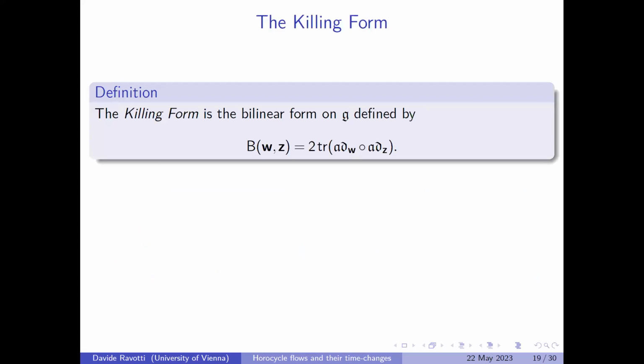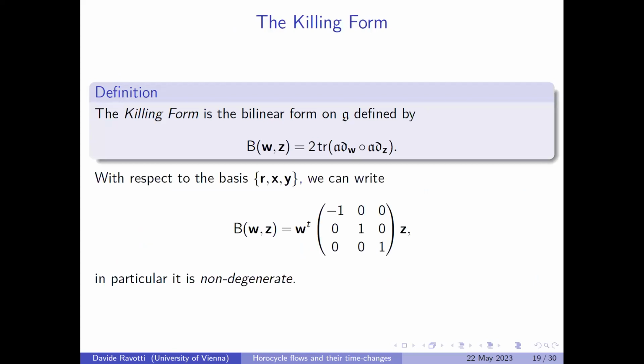So with respect to the basis I chose before, I computed the matrix before, so I can do it. I take all the possible products, compute the trace, multiply by 2. And I get that this bilinear form is represented by this matrix in here. This is why, instead of the basis I chose before, I chose this different basis R, X, Y.